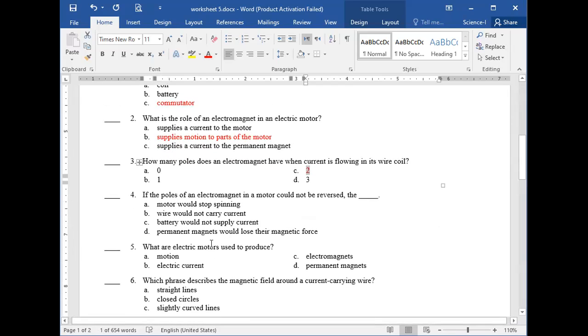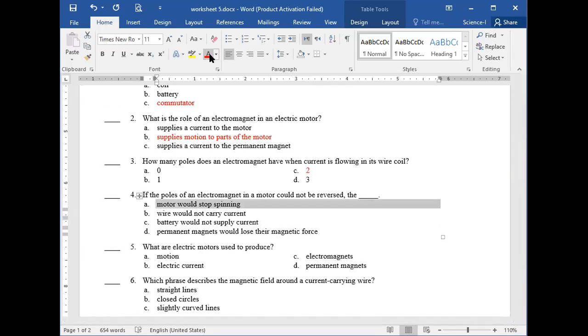Question number 4, if the poles of an electromagnet in a motor could not be reversed, what would happen? Imagine there is no commutator, and I cannot switch the 2 poles of the electromagnet. So what would happen? Yes, Reem? A, the motor would stop spinning. Excellent. It will just make a half cycle, then it will stop, because the poles of the permanent magnet will attract the opposite poles of the electromagnet. The purpose of reversing the poles of the electromagnet is to always keep repelling the permanent magnet around it, so it keeps rotating.